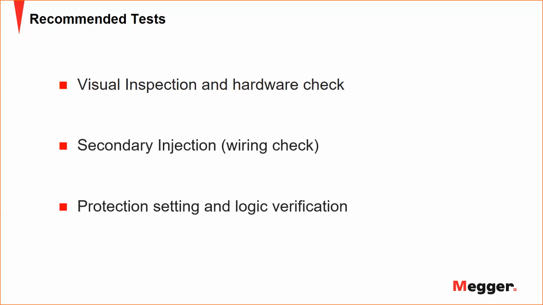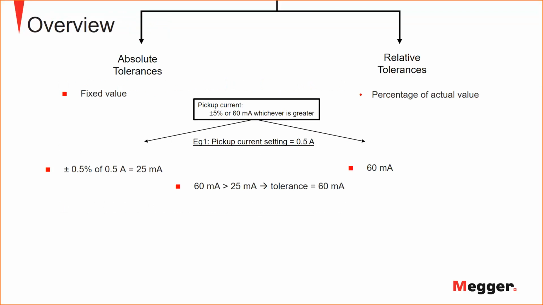Now, when I have this protection setting and logic verification, I started the test, I injected, I got the contact or checked at the limit and it showed me this actual value. How do I know whether this actual value shown by the tester I should accept or reject, or say that this test or this setting has failed? The relay has failed to give me the set value in it.